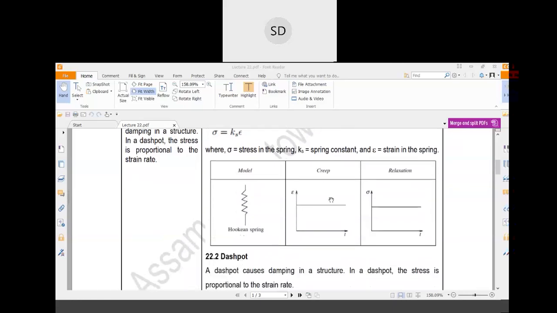So in that case, for the creep condition, when your stress is constant, your strain would also be constant. Why is strain also constant? Because that is a Hookean spring, and stress is proportional to strain, so if stress is constant, strain will also be constant. And for the relaxation case, what is the constant value? The constant value is strain. But for the Hookean spring, stress is proportional to strain, and as the strain is constant, your stress would also be constant.